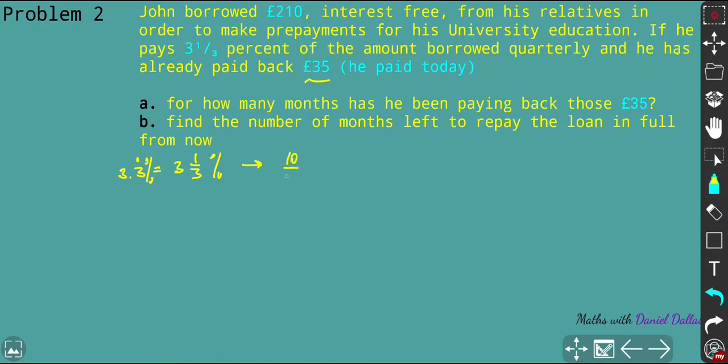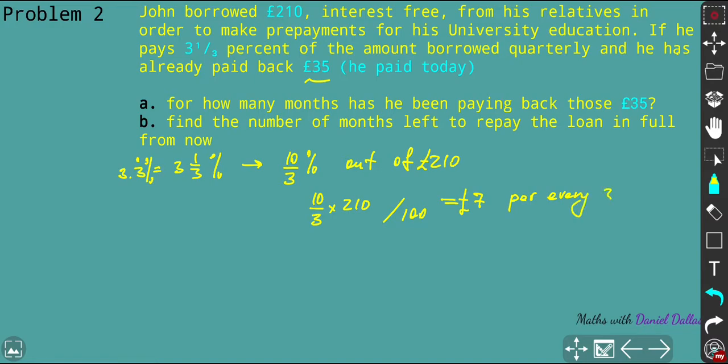But I would prefer to do it this way. So 10 over 3, and this is a percentage out of 210 pounds. So I'm taking 10 over 3 times 210, and finally I would like to divide this whole thing by 100. All right, so right now I can say that it's going to be 7 pounds. All right, so 7 pounds for every 3 months, right? Because in a quarter there are 3 months, because there are 4 quarters in a year, so that means you have 12 over 4.